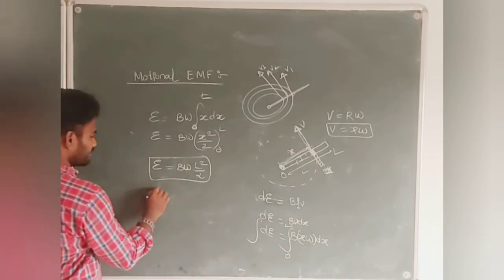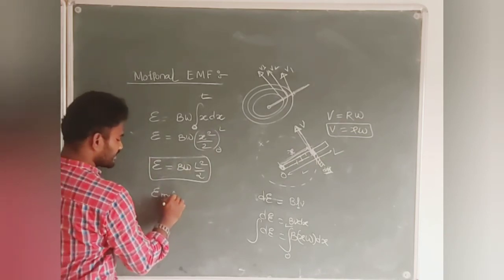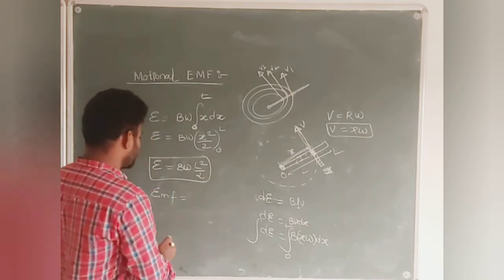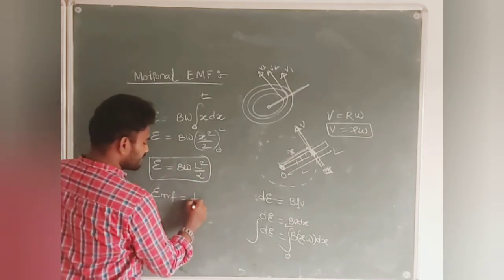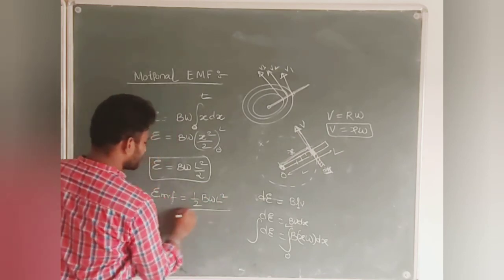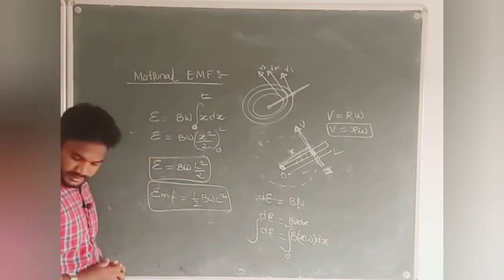That's it. Very, very important derivation. So the EMF generated whenever the rod is moving in a circular motion is given by 1 by 2 B omega L squared, students. Make a note of this.